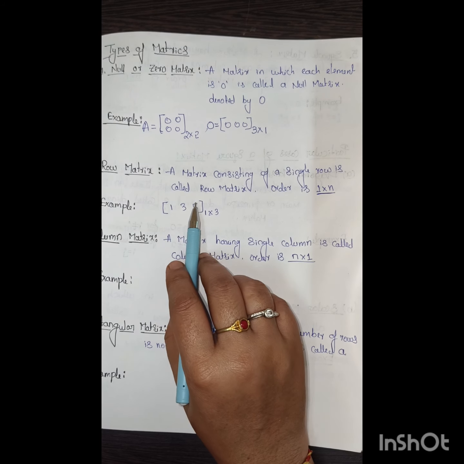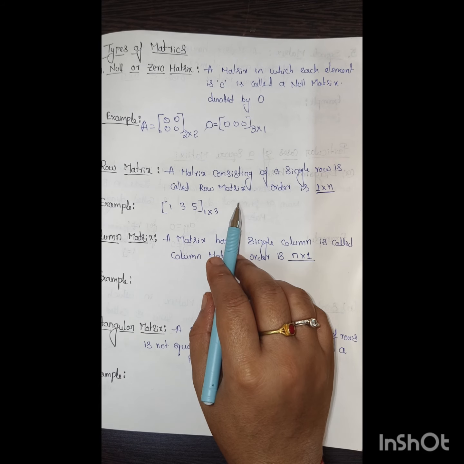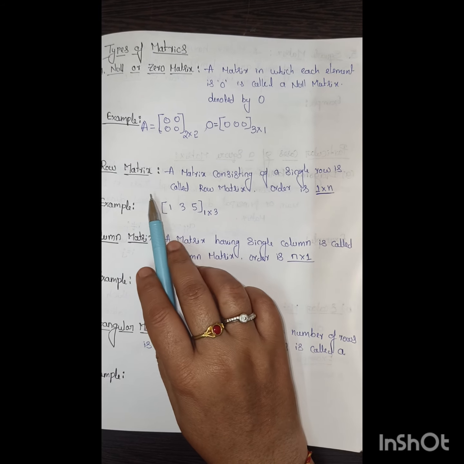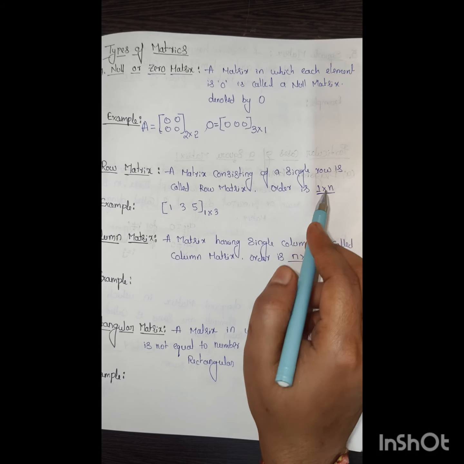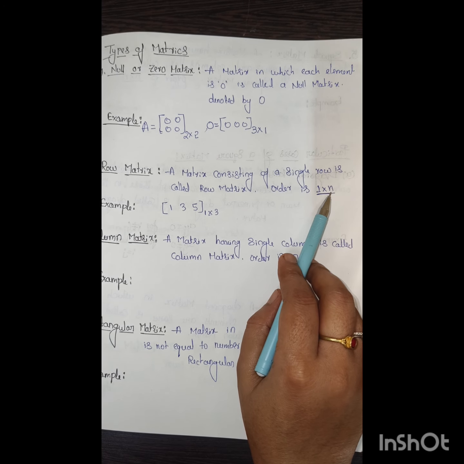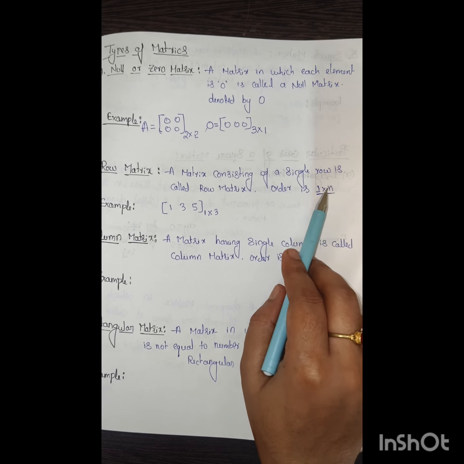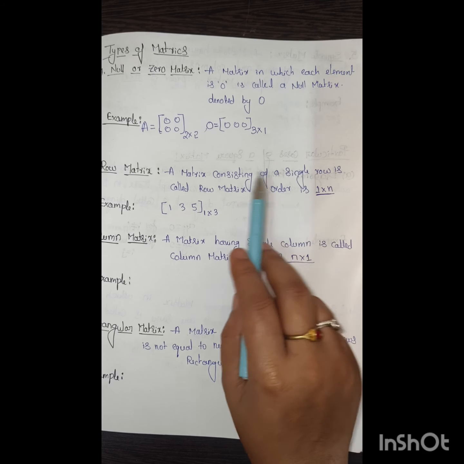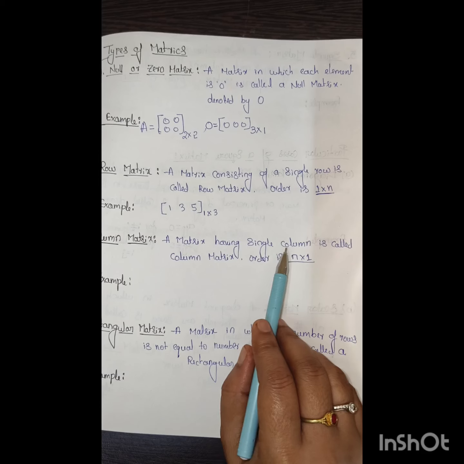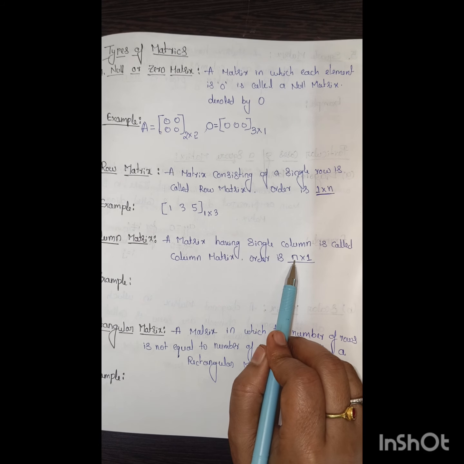So a matrix may have a single row, and the number of columns may be 1, 2, or 3. It does not matter, but the row should be 1. Then it is called a row matrix, and usually denoted as 1 by n. The row should be 1, and the columns you can take as 2, 3, your wish, it is not mandatory. So row should be 1 means it is called a row matrix. Similarly, a column matrix also. In this case the column should be single and the rows are n.